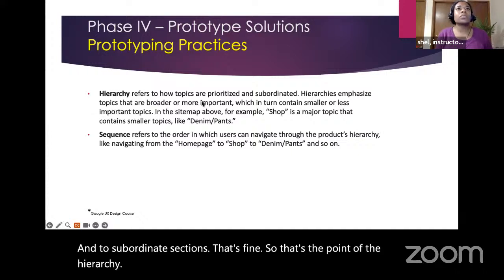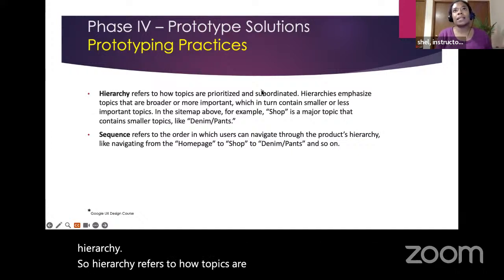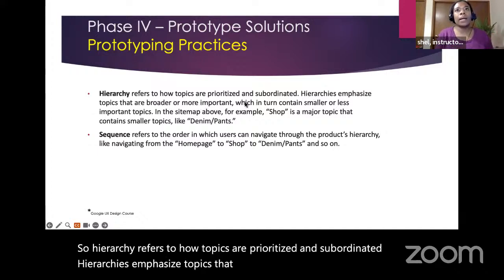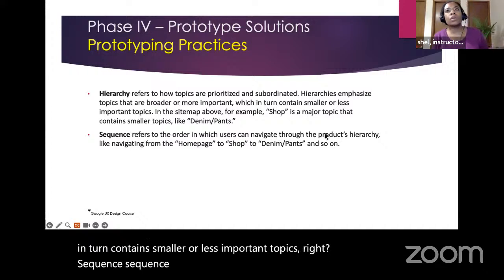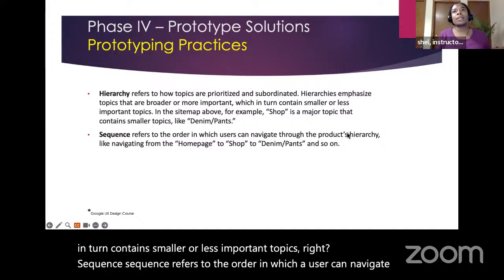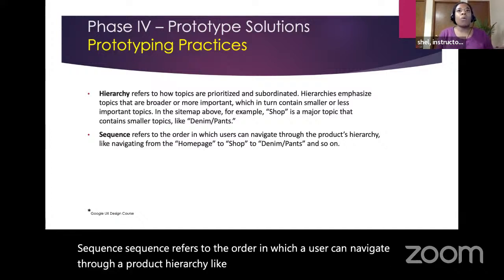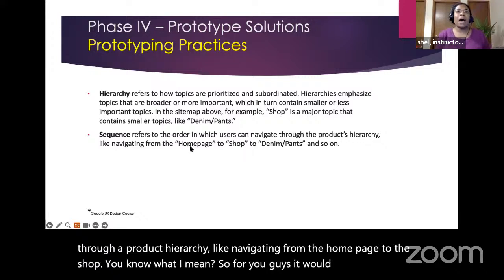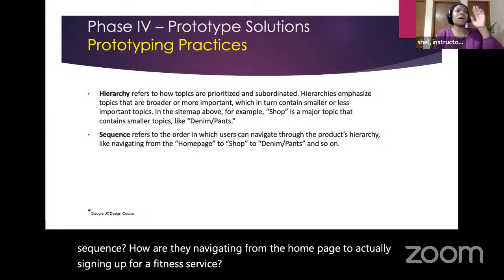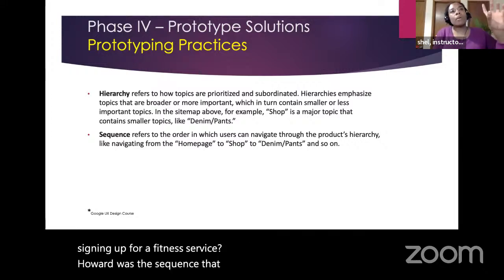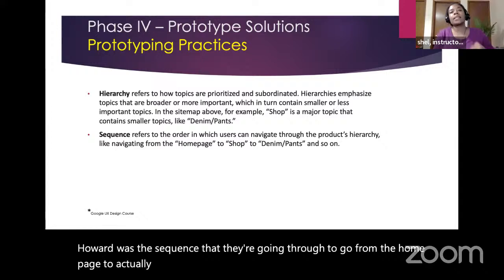So hierarchy refers to how topics are prioritized and subordinated. Hierarchies emphasize topics that are broader and more important, which in turn contain smaller or less important topics, right? Sequence refers to the order in which a user can navigate through a product's hierarchy, like navigating from the home page to the shop. You know what I mean? So for you guys, it would be, what's the sequence? How are they navigating from the home page to actually signing up for a fitness service? What's the sequence they go through to go from the home page to actually booking a landscaping service?